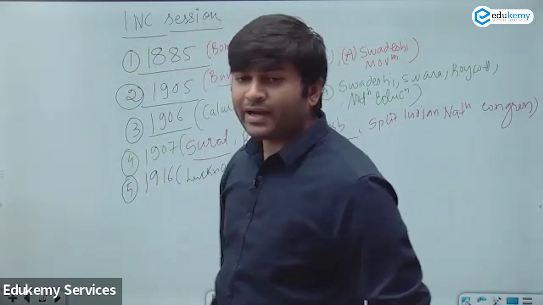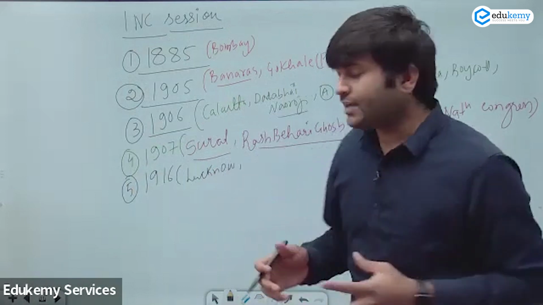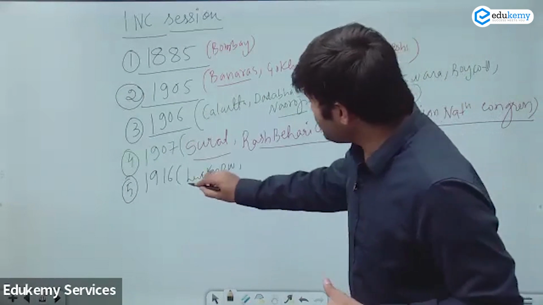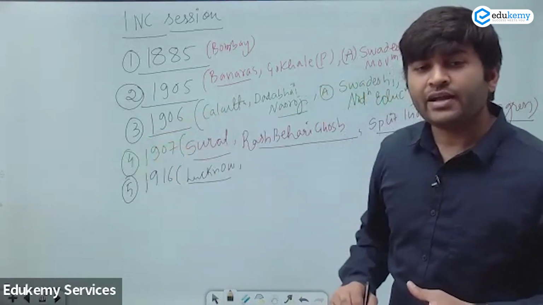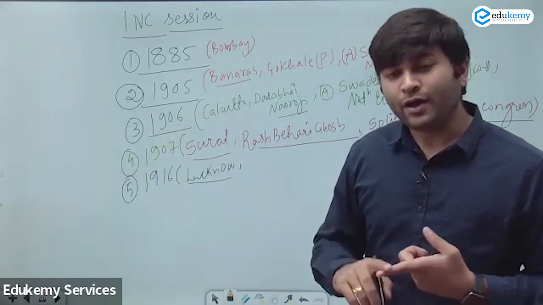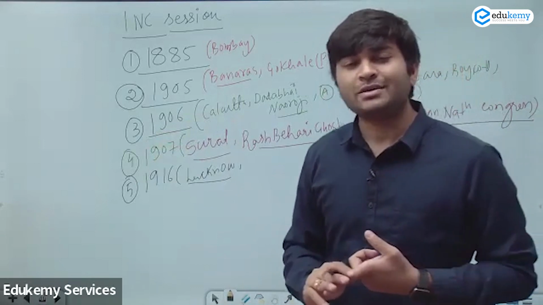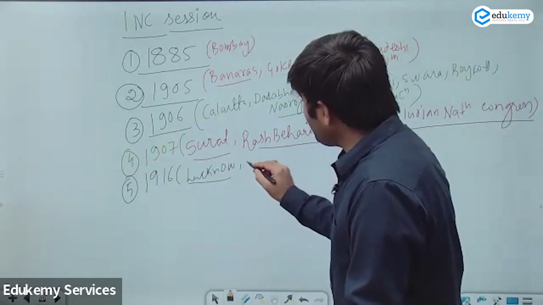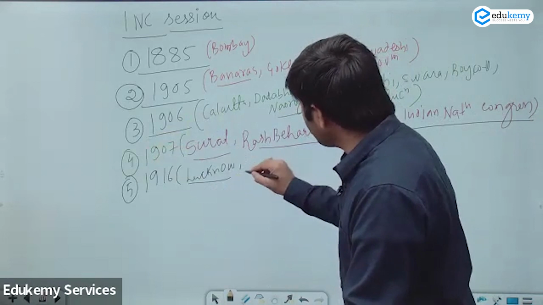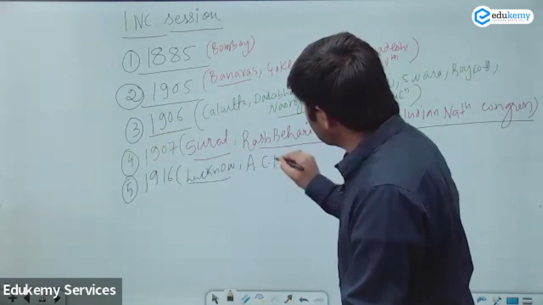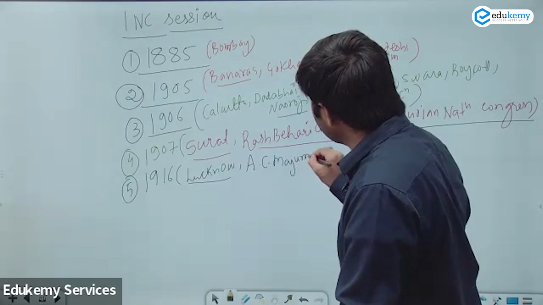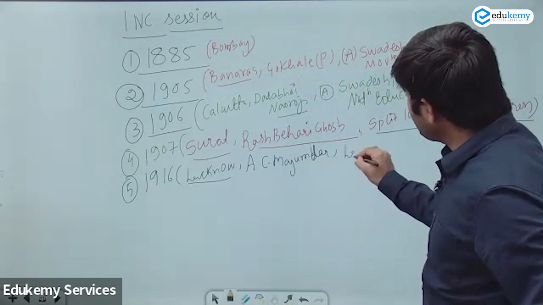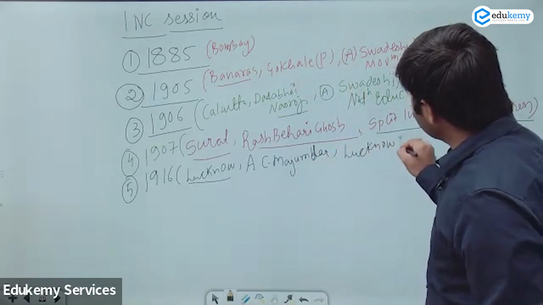where the Lucknow Pact happens. और जो moderates हैं, जो split होते हैं यहाँ पे, they are combining together in the Lucknow session. Also, they are agreeing to the fact that now we are accepting your separate electoral demand of the Muslim community. So Lucknow में who is the president? A.C. Majumdar, Ambika Charan Majumdar. He is the president, Majumdar. And Lucknow Pact over here, this is important.